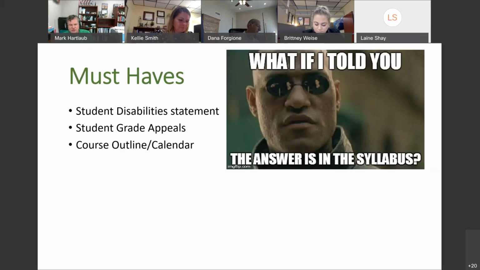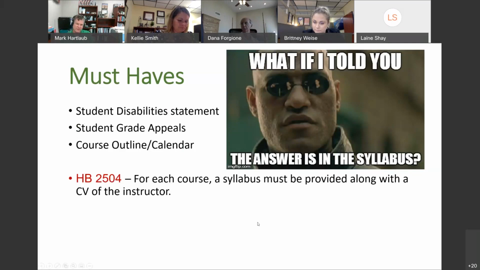Those things are must-haves. The student disability statement, again, that changes because sometimes their office changes, sometimes the director changes, that blurb. But that blurb is available. It's sent out every year. So if you don't have that from your administrative associate, ask, and that'll be provided to you. So those are also must-haves.